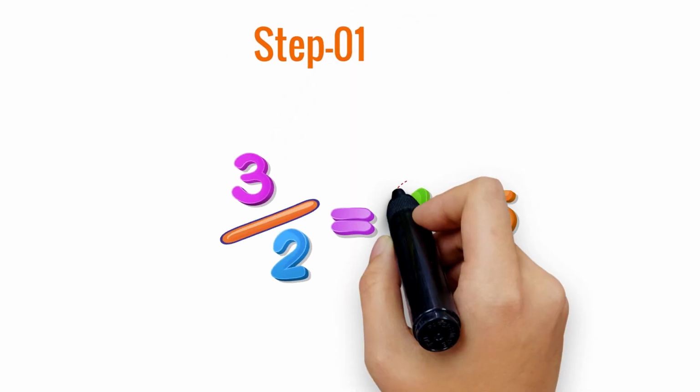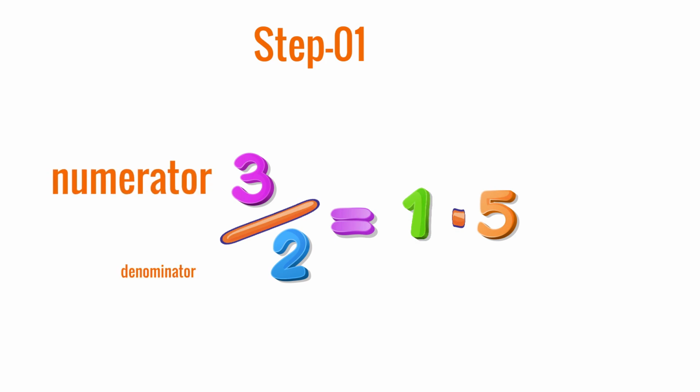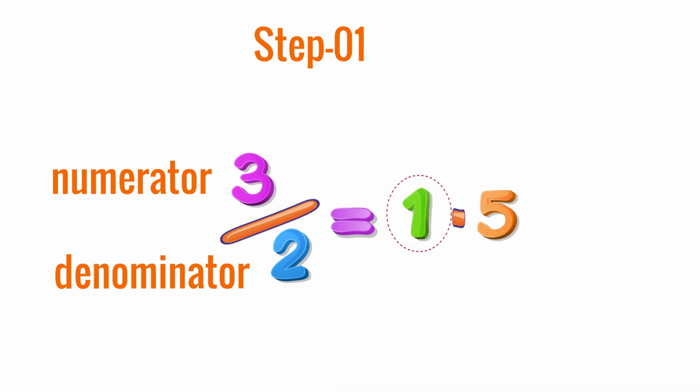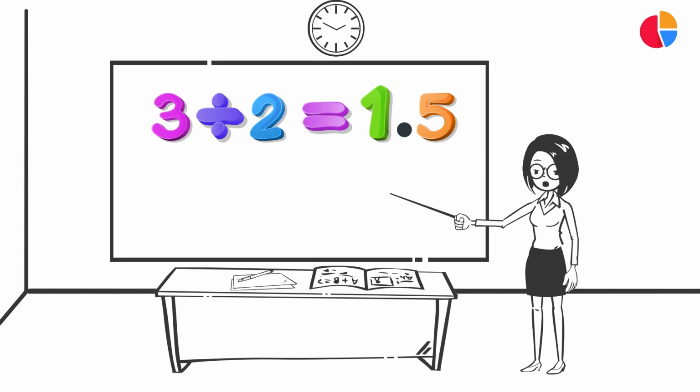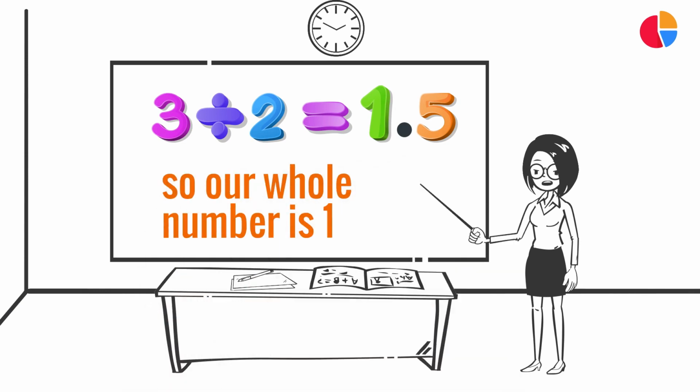Step 1. First, we need to find the whole number. To do this, we divide the numerator by the denominator. We only need the whole number, so we ignore any numbers to the right of the decimal place. 3 divided by 2 equals 1.5, so our whole number is 1.